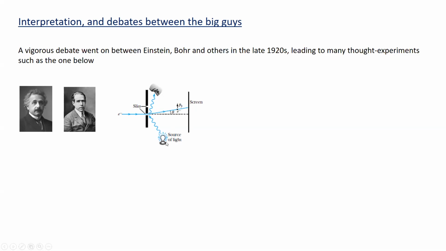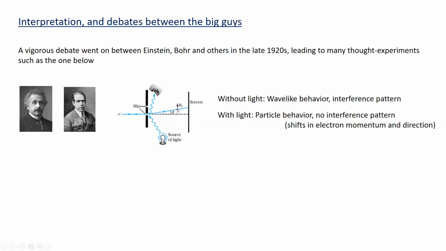But unfortunately, if we do that without the light, we get wave-like behavior and the familiar interference pattern. And with the light, it turns out that the photon coming from the source of light scatters from the electron and shifts the electron's momentum and the direction, changes the momentum of the electron in just such a way as it smears out the interference pattern here. So we don't get any interference pattern. So it seems that we either get wave-like behavior or particle-like behavior depending on how we interact with the system.